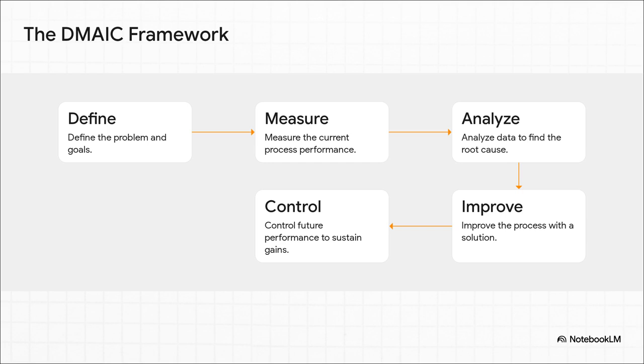First, you clearly define the problem you're trying to solve. Then, you measure the process to see just how bad the problem is with real data. Next, you analyze all that data to find the true root cause. It's only then that you get to improve it with a smart solution. And finally, you control the new process to make sure the problem stays fixed for good. It's a disciplined, data-first approach to making things truly better.